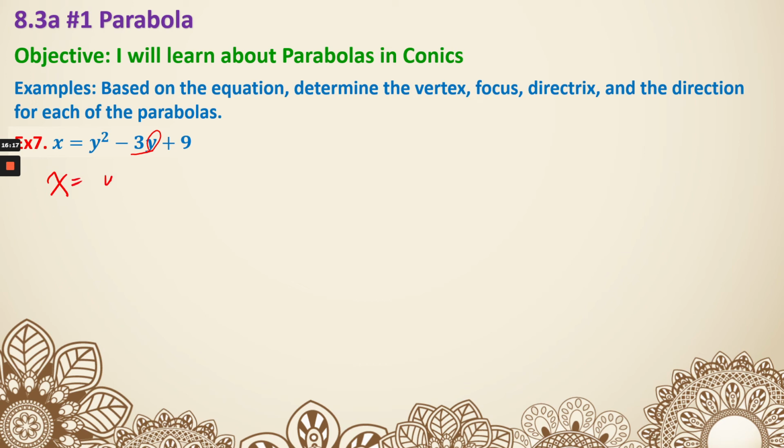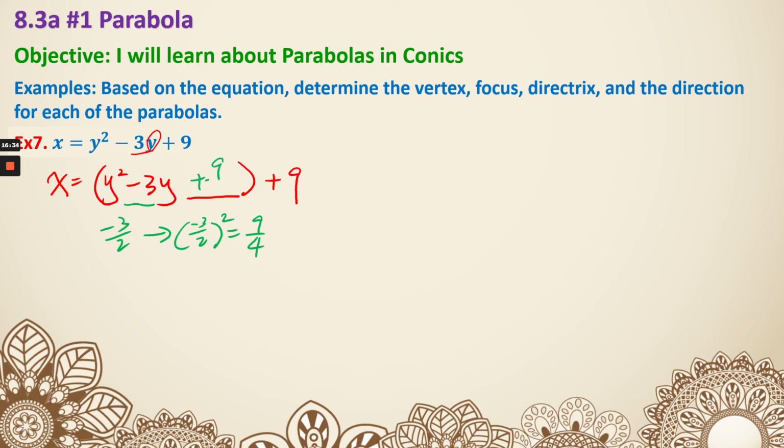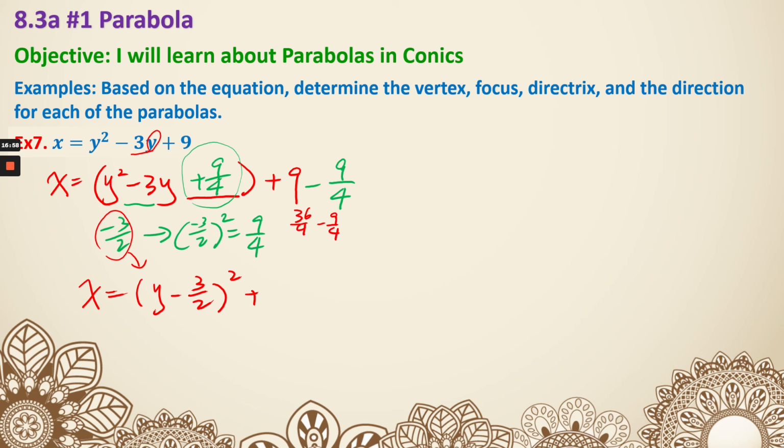So x equals y squared minus 3y. Then we need the number to complete the square, keep the +9 outside. Now the number that we need to complete the square is first -3 divided by 2, and then -3 divided by 2 is going to be squared, which is 9/4. So we need a 9/4, but since we have added this 9/4 to the right side of the equation, we need to balance out by subtracting a 9/4. Now the whole thing is just going to become x equals, remember we're going to use this number inside the parentheses, y minus 3/2 squared. On the end, that is 36/4 minus 9/4, which is 27/4.